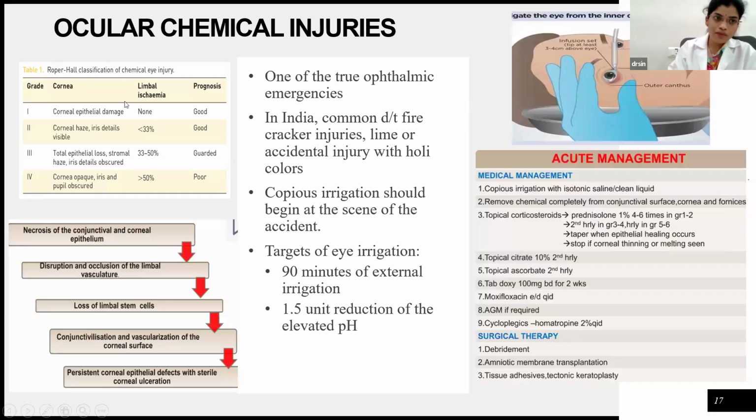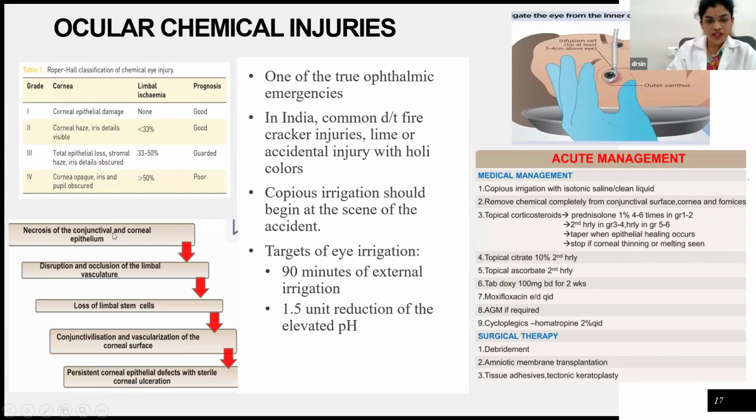So there is this classification of chemical eye injury, the Roper-Hall classification, wherein it is divided into 4 grades based on corneal involvement and limbal ischemia. And prognosis is usually good in grades 1 and 2, but it is very poor in grade 4. So this is the pathophysiology of ocular chemical burn.